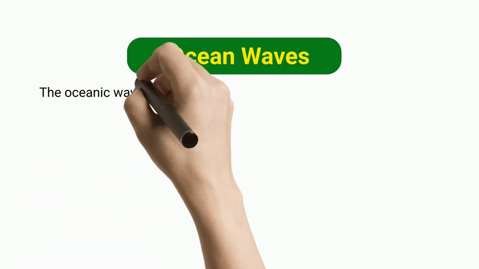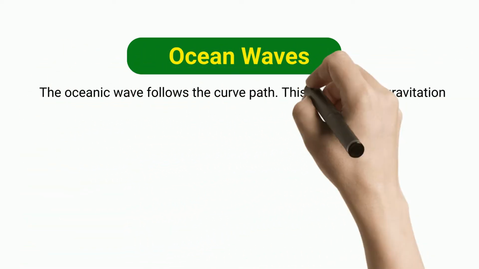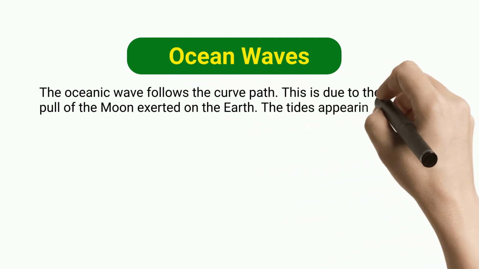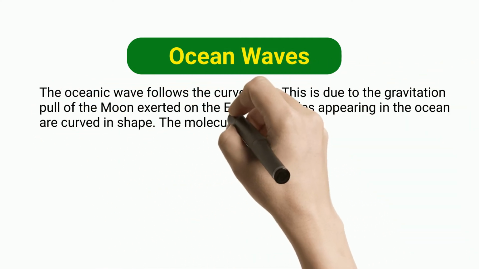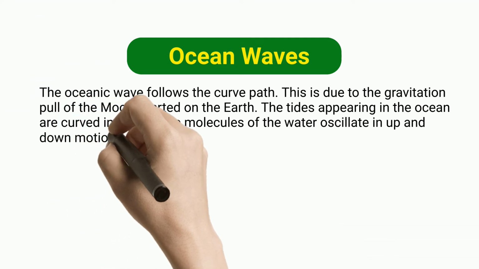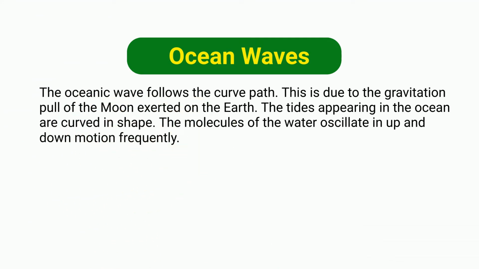Ocean waves. The oceanic wave follows the curve path. This is due to the gravitational pull of the moon exerted on the Earth. The tides appearing in the ocean are curved in shape. The molecules of the water oscillate in up and down motion frequently.